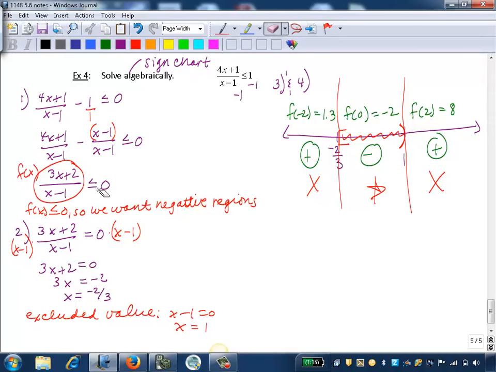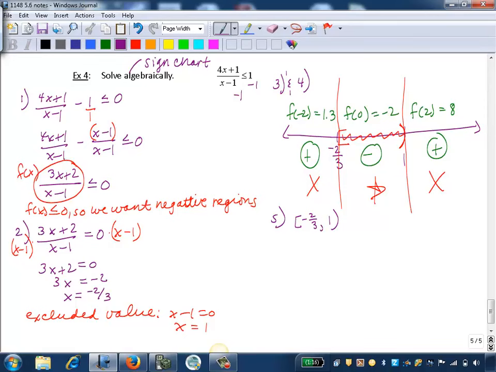So you use the inequality symbol to determine the bracket or the parentheses on the zeros, but regardless, if it's an excluded value, you have to use parentheses on the boundary. So then our final step, we write this in interval notation. So we've got bracket, negative 2/3, comma 1, and close those parentheses.